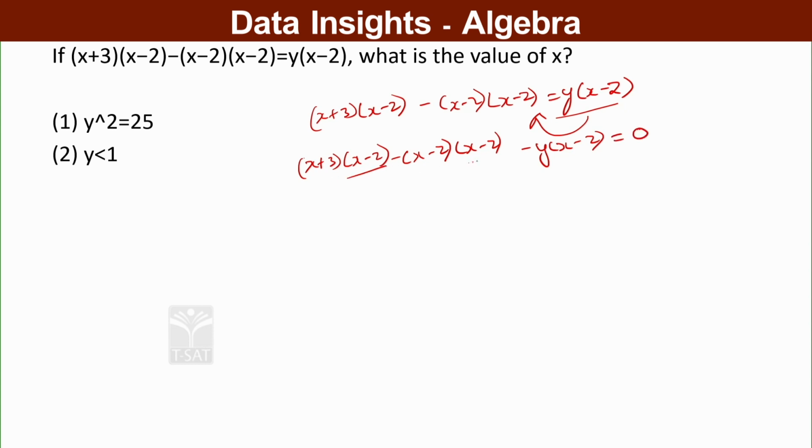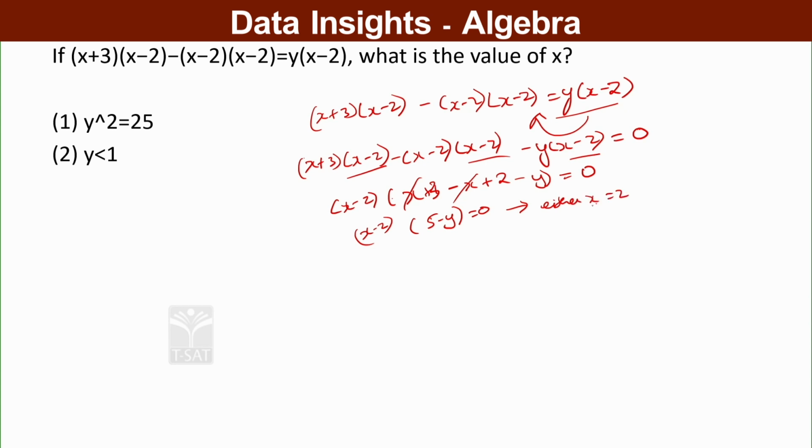By taking x minus 2 common from all these terms, you are left with x minus 2 into x plus 3 minus x plus 2, which becomes minus x plus 2, and minus y is equal to 0. X and minus x get cancelled. So x minus 2 into 5 minus y is equal to 0, which means either x is equal to 2 or y is equal to 5.